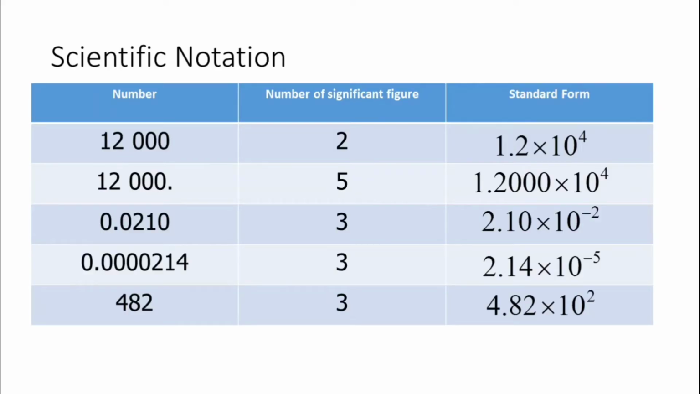The number 0.0000214 has 3 significant figure. In standard form, we can write the number as 2.14 times 10 to the power of negative 5. We are not going to discuss each example, but I think you get the idea.